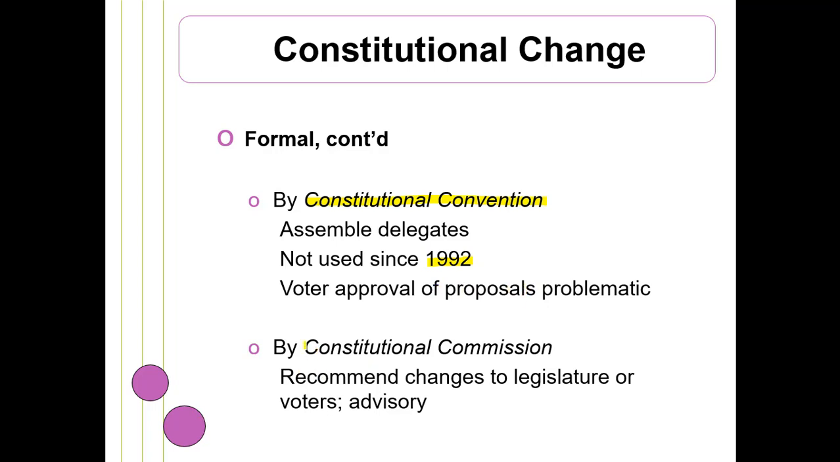And then a constitutional commission is another way that at least could get it started, to recommend changes to the legislature or to the voters. So this is an advisory capacity initiating change to the Constitution that would require some sort of legislator or voter approval.